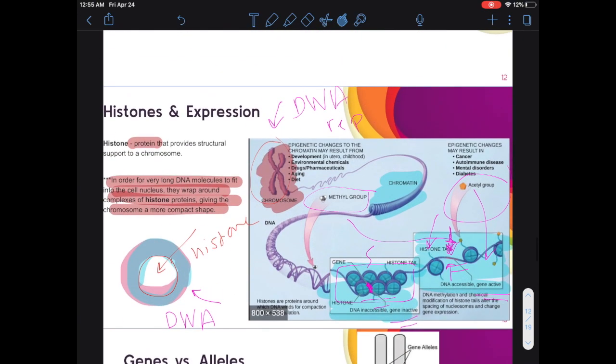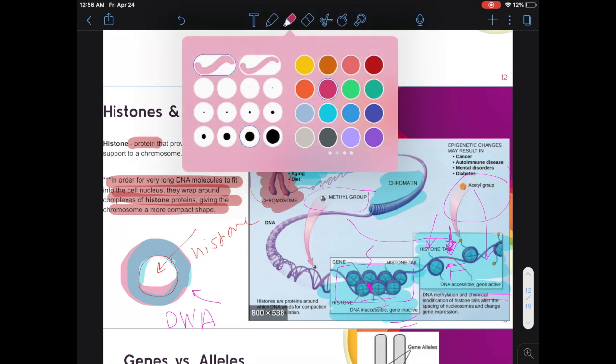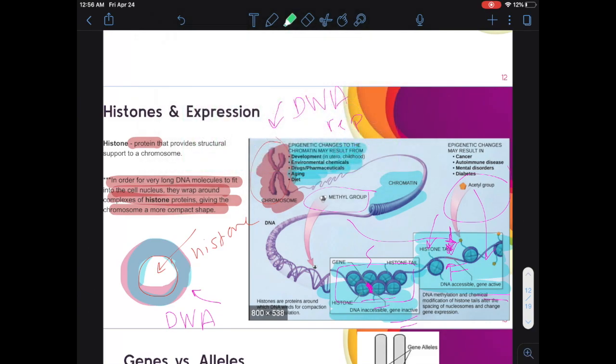Now, obviously, this is a really complicated process. This is simplified. Epigenetic changes, changes in whether a gene is being expressed or not, can be caused by development, how you're brought up, the environment, drugs, aging, your diet. All these things play a role in what genes are being turned on and turned off. Now, changes in epigenetics can result in autoimmune disease, mental disorders, diabetes, cancer, depending on what genes are being turned on, what genes are being turned off.